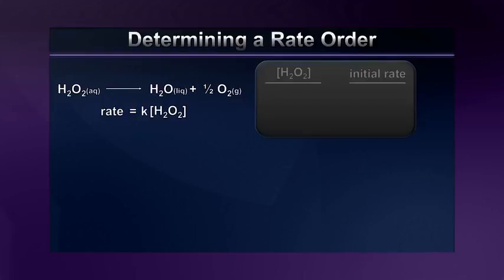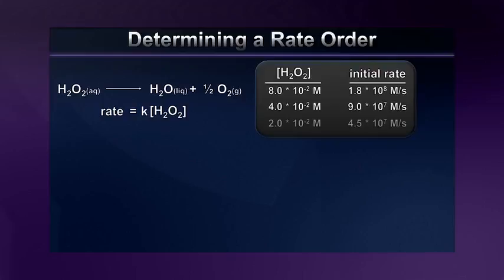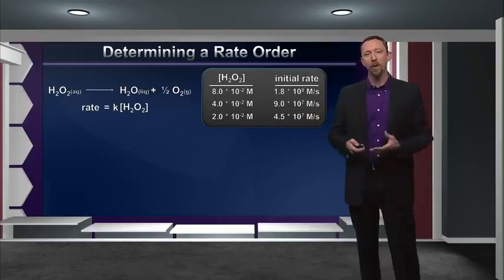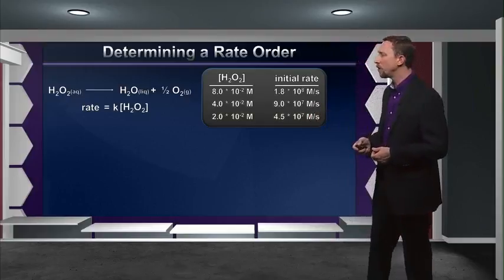Let's do that. Let's say that we run the reaction at 3 different concentrations: 8 times 10 to the minus 2 molar, 4 times 10 to the minus 2, and 2 times 10 to the minus 2 molar, doubling the concentration or halving the concentration each time, depending on which direction you're reading. And we observe these rates. Now, what does this information tell us about the rate order with respect to H2O2?